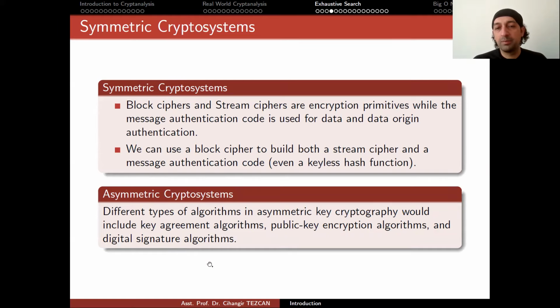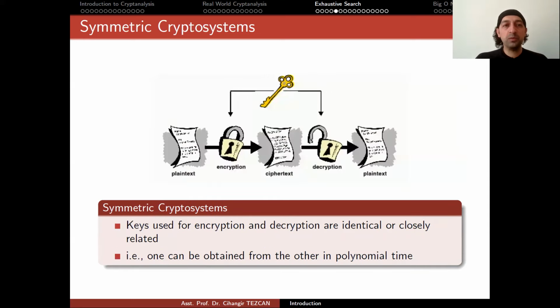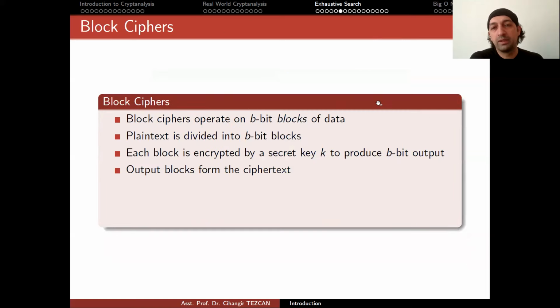So your attack actually depends on the algorithm that you are trying to break. If you look at symmetric key crypto systems, we have the secret key, and by using the secret key, we can perform encryption and decryption. So encryption and decryption keys may not be identical, but the idea is that once you know one of them, it is very easy to obtain the other one. In other words, one can be obtained from the other in polynomial time. This would make more sense when we talk about big O notation and algorithm complexity and so on.